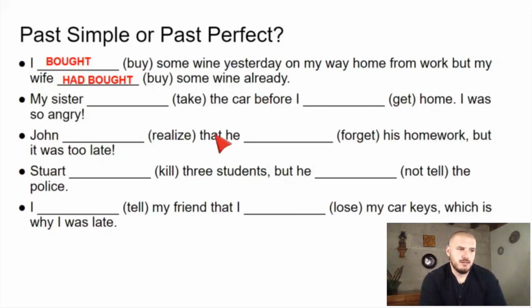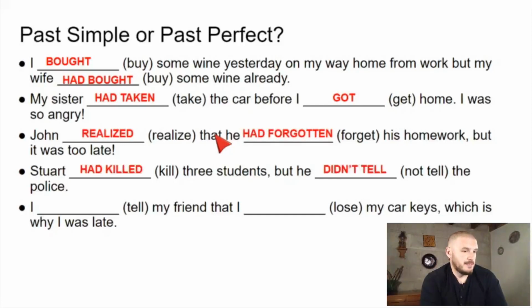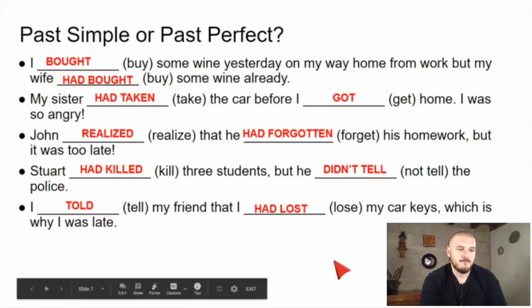3, 2, 1. My sister had taken the car before I got home. John realized, uno de esos verbos que mencioné, realized that he had forgotten his homework. Stuart had killed 3 students, but he didn't tell the police. And I told my friend that I had lost my car keys, which is why I was late. So here you can distinguish between two past things. One is more past than the other.